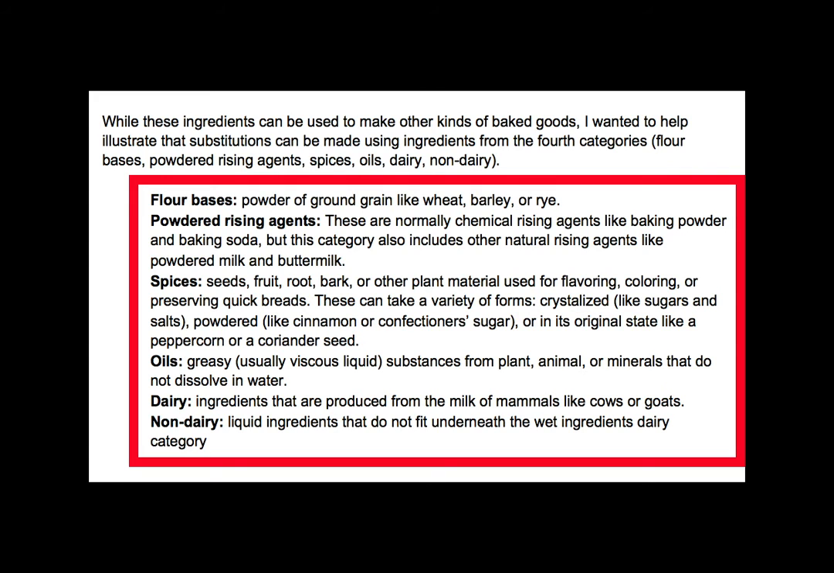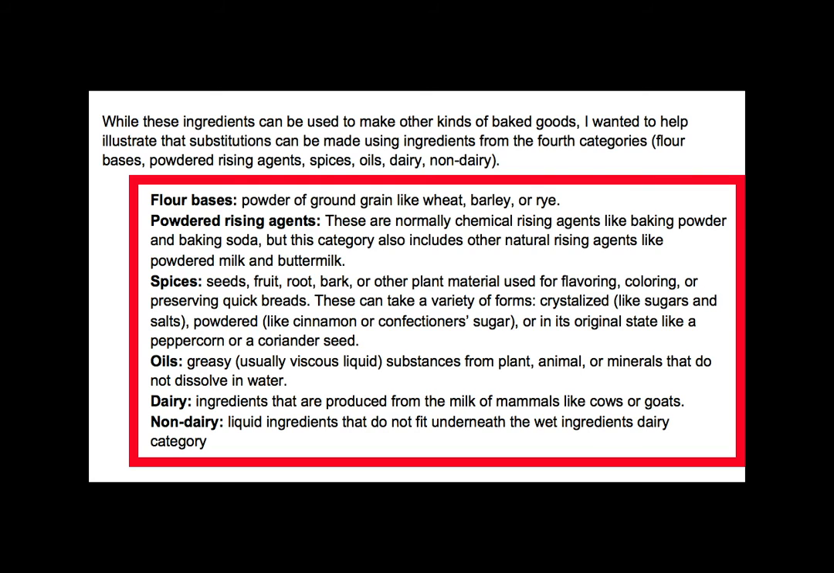Spices was really interesting because they can also be seeds, fruit, roots, bark, or other plant material used for flavoring, coloring, or preserving quick breads. These can take a variety of forms: crystallized like sugars and salts, powdered like cinnamon and confectioner sugar, or in their original state like a peppercorn or a coriander seed. Oils is the next category, and these are usually greasy, viscous liquids, so that means they're thicker, from plants, animals, or minerals, and don't dissolve in water.